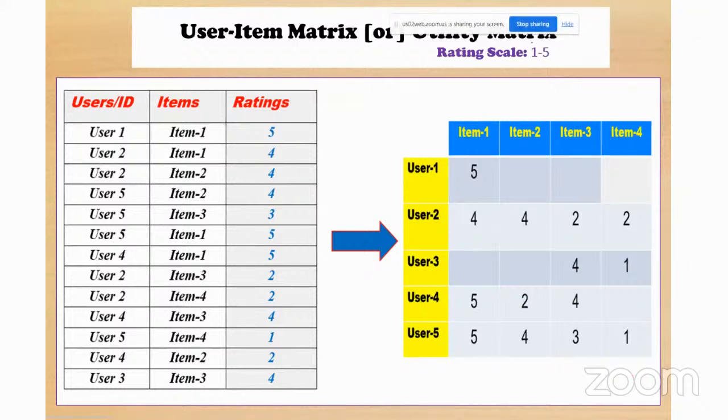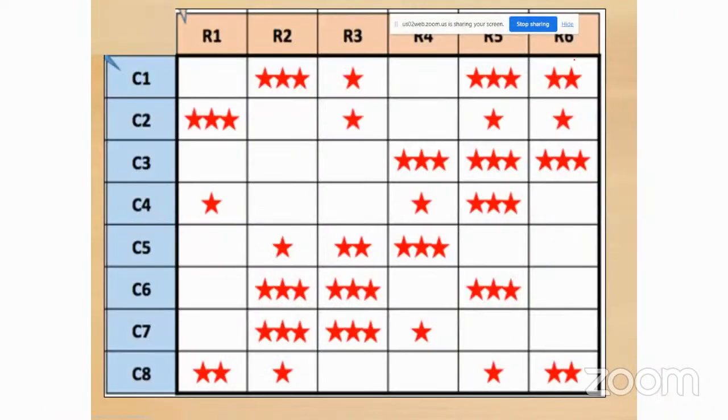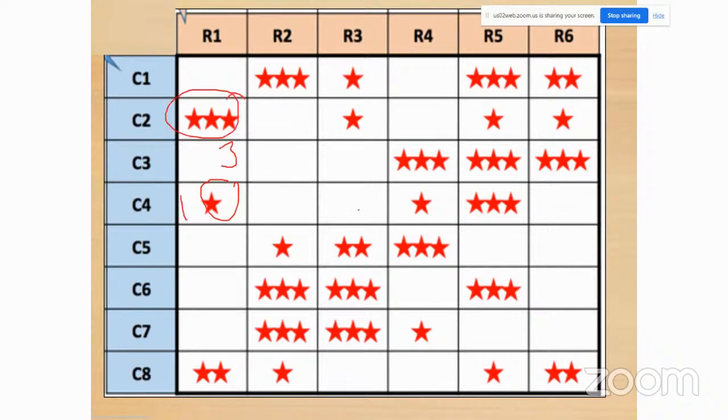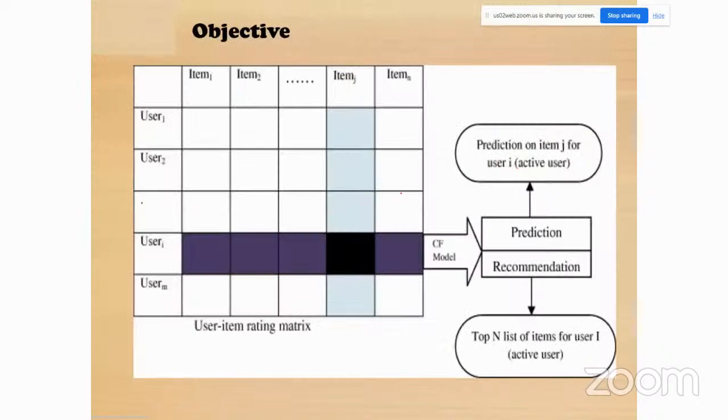So as you can see here, the rating scale we are assuming is 1 to 5. Sometimes if you have stars, 1 star, 2 star, then we can translate them to numeric values, because we can't apply them like this to the model. That's why instead of a single star, make it 1. If 3 stars, make it 3. If you have 5 stars, make it 5, like that.